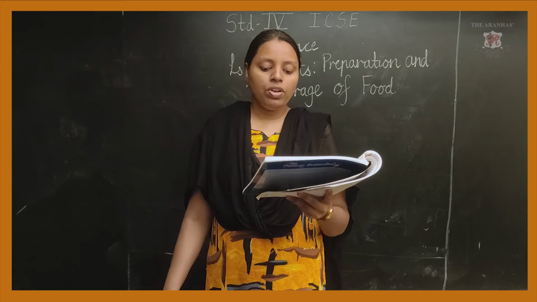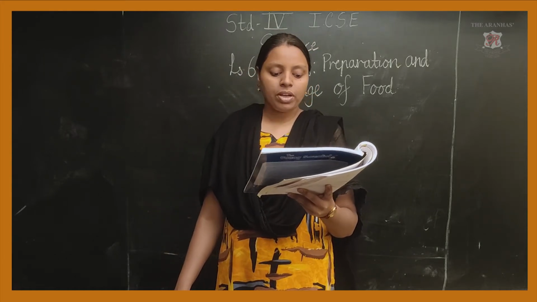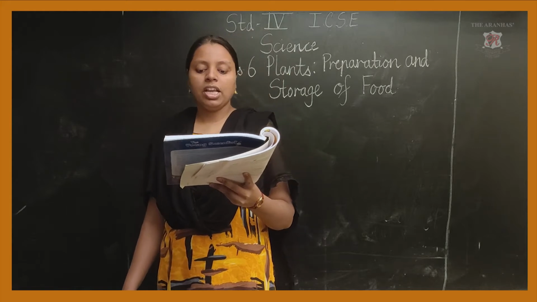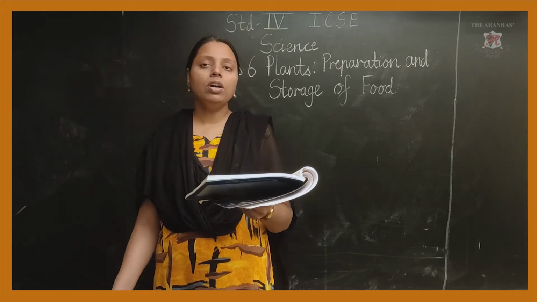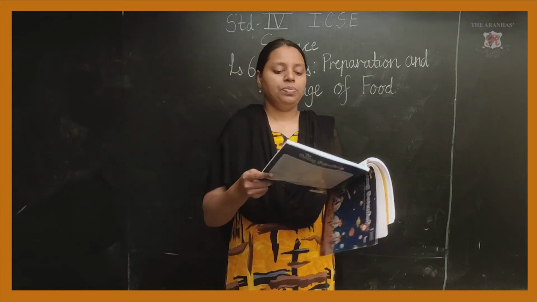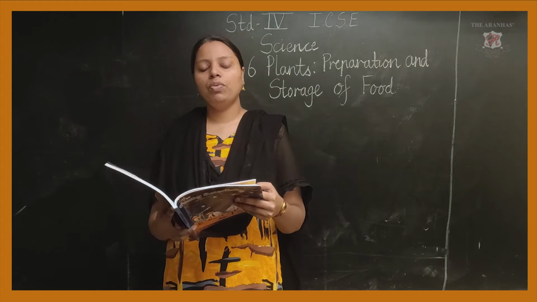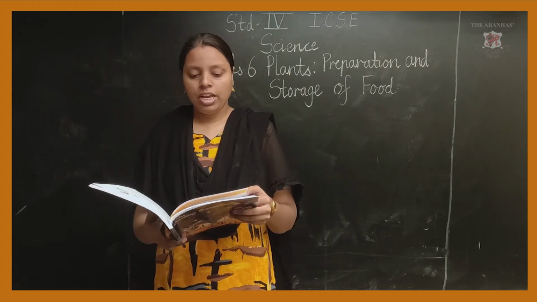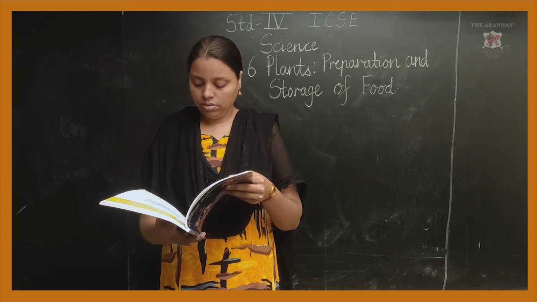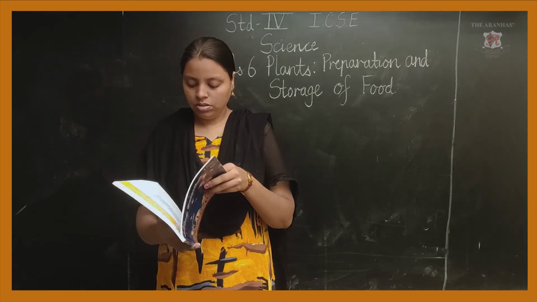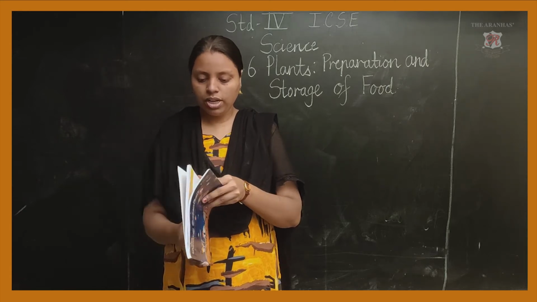They use chlorophyll to prepare their food in the presence of air, water and sunlight. So the plants prepare their food with the help of air, water and sunlight.